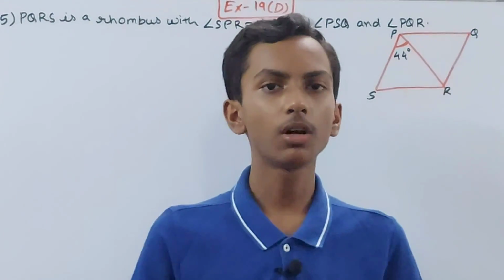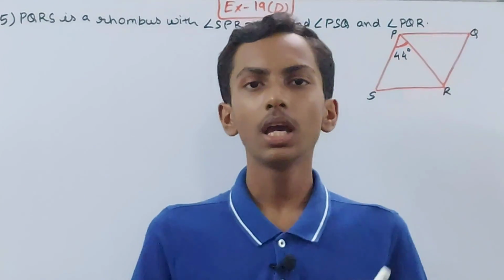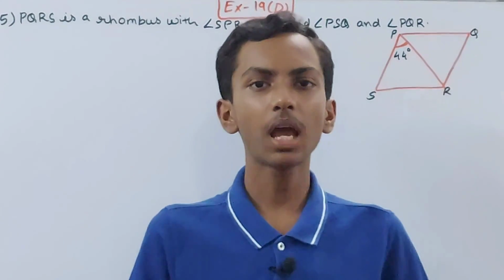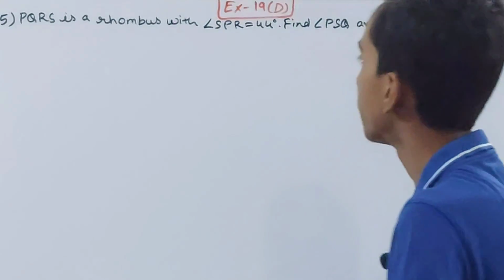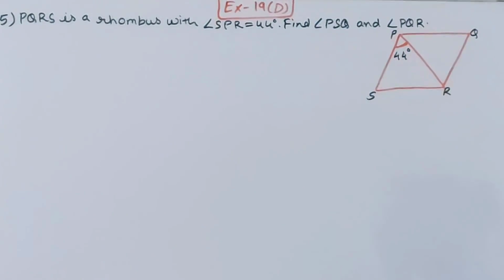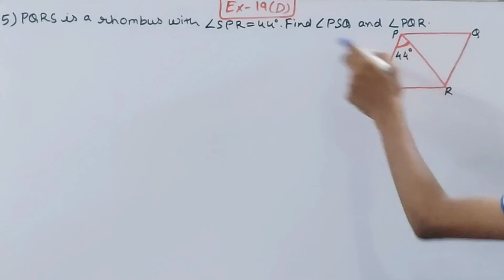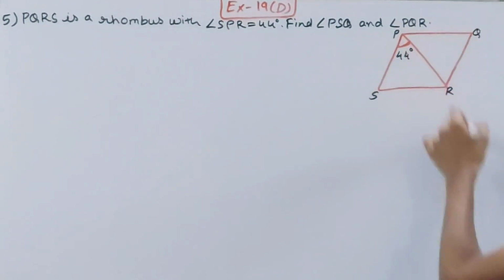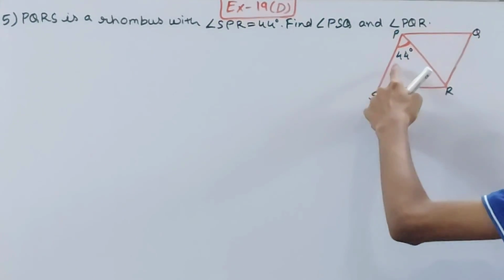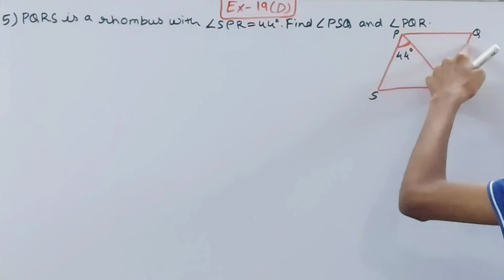In this video we are going to solve ICSE Mathematics class 8 chapter 19 special type of quadrilaterals exercise 19D. Question number 5. PQRS is a rhombus with angle SPR equal to 44 degrees. Find PSQ and PQR. So this is the rhombus and we have to find these angles, PSQ and PQR.